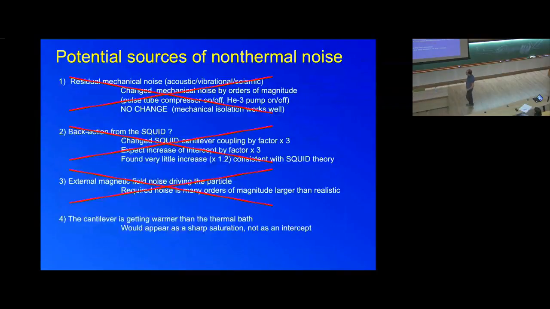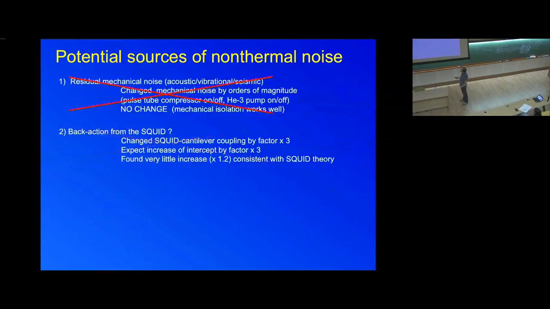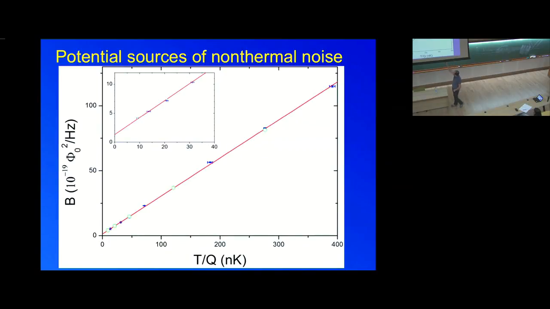The idea can be that the cantilever itself stays at a temperature which is higher than the thermal bath, in such a way that when I reduce the temperature, some residual gradient survives. So I am actually observing thermal noise, but the temperature here is not the temperature of the thermal bath, which I measure with the thermometer, but it's actually higher.